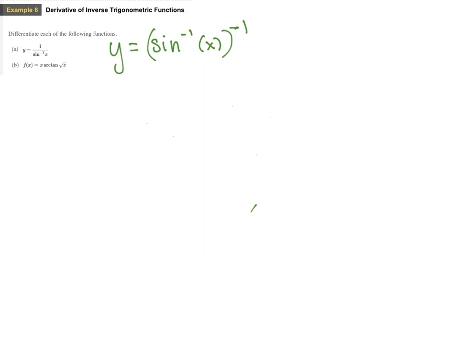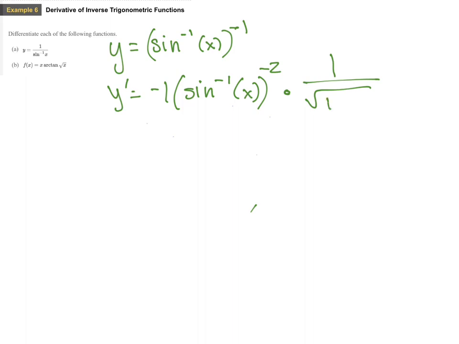Okay? So now y prime is going to be negative 1 times sine inverse of x to the negative 2 power. So that's the derivative of the outside function in terms of the inner function, sine inverse of x, times the derivative of sine inverse of x, which is 1 over square root 1 minus, sinus is minus.